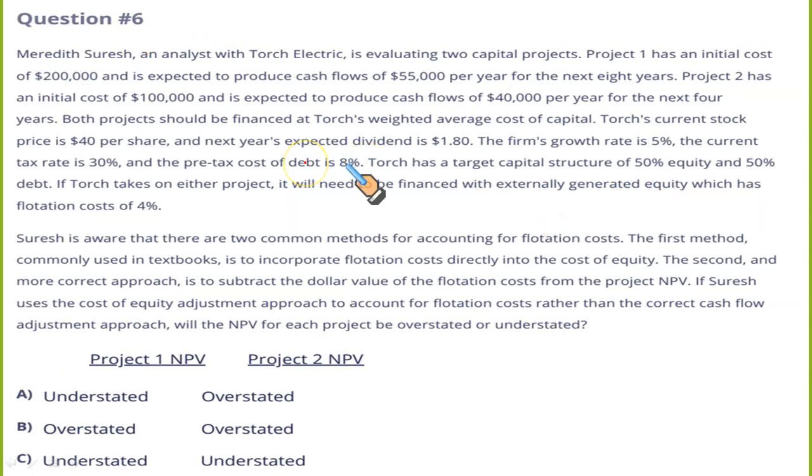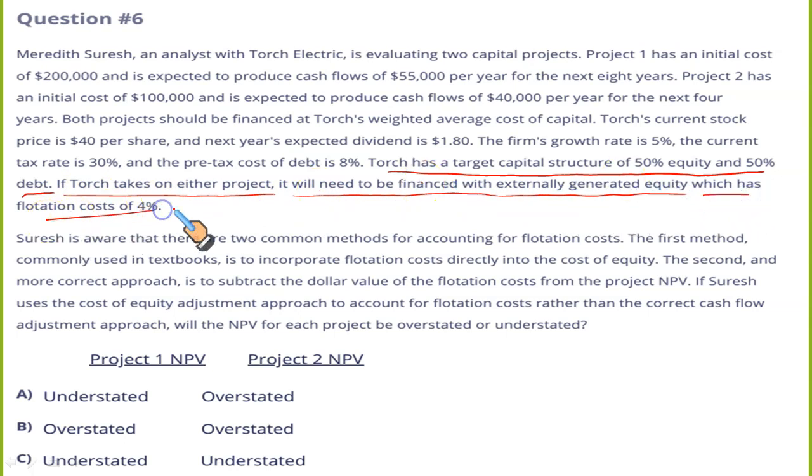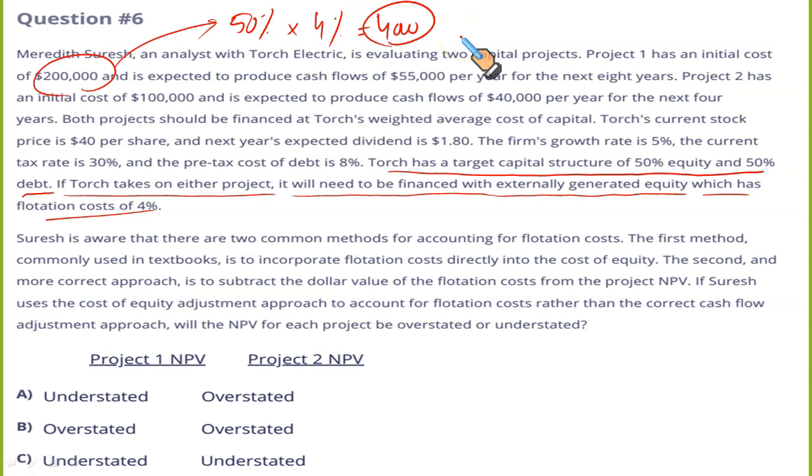It says that Torch has a target capital structure of 50% equity and 50% debt, and they want to maintain this structure. If Torch takes on either project, it will need to be financed with externally generated equity, which has a flotation cost of 4%. In the first project, total project size is $200,000. 50% of this would come from equity, and the flotation cost is 4%. So that makes 100,000 times 4%, that is $4,000. For the second project, simply 100,000 times 50% times 4%, that will be just $2,000.